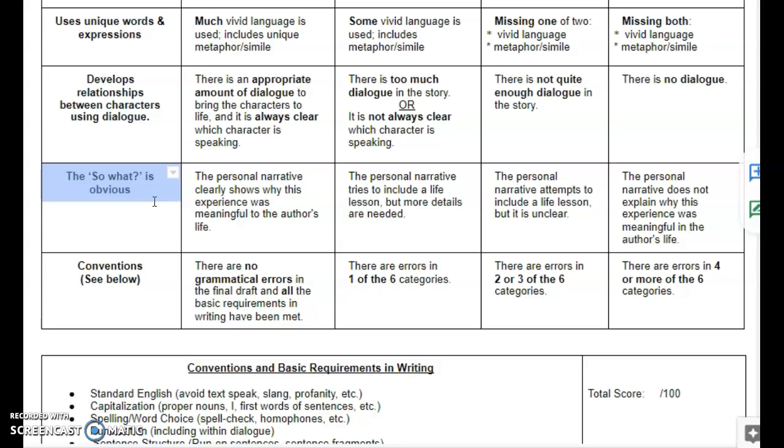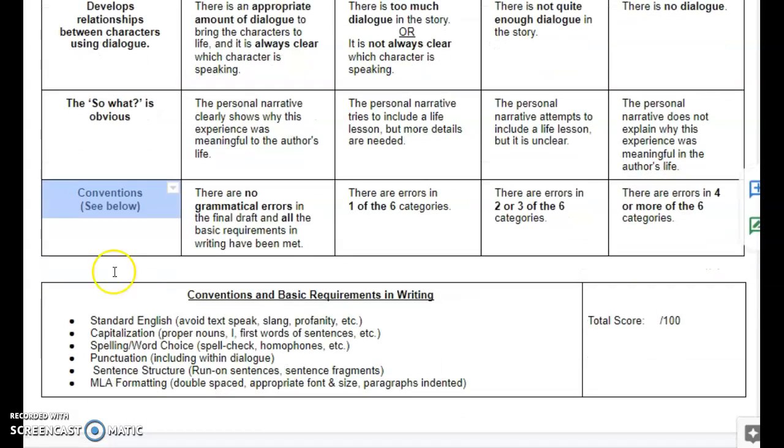You don't have to literally state it at the end of your story. I mean, you can if you want to, if that's how you want your resolution in the story arc to be, but you don't have to. You could just make it obvious in the story so that when the reader's done reading it, they get why this is important. And then the last one is convention. So this is all that grammar-y kind of stuff. You're going for a perfectly grammatical paper, so no grammatical errors, no spelling, punctuation, all that kind of stuff.